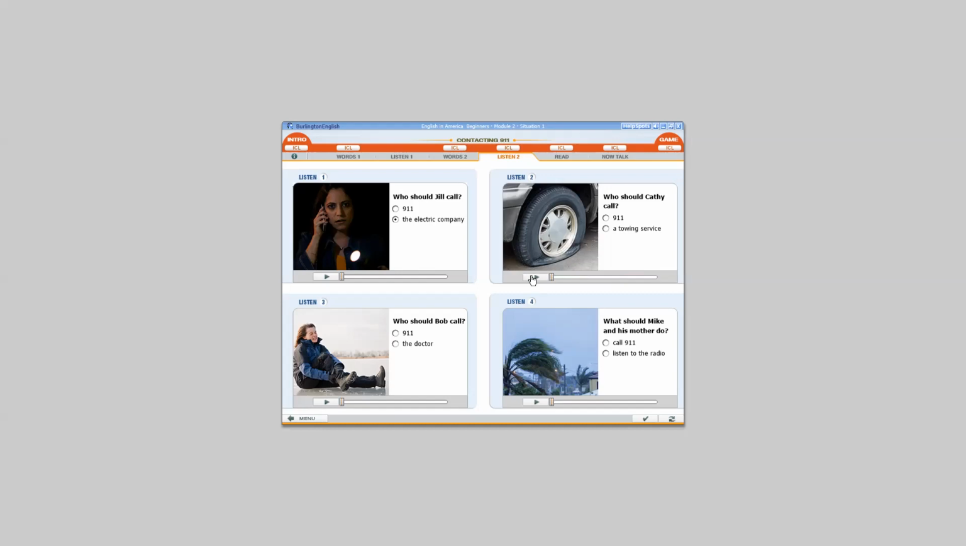A towing service is correct. Number 3. Who should Bob call?